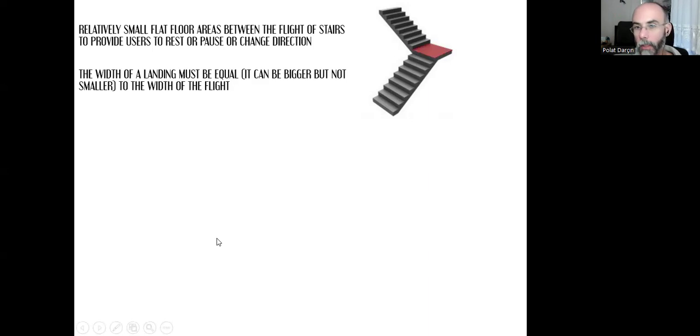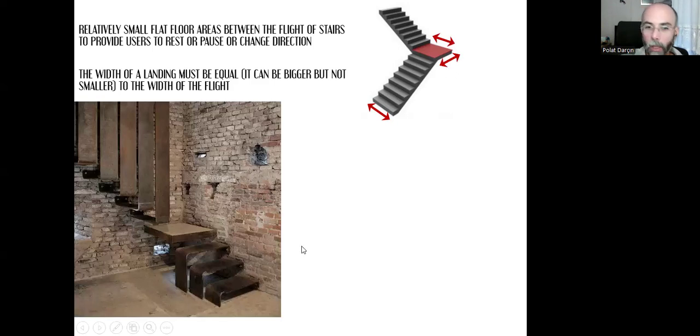The width of the landing must be equal. It can be bigger, but it shouldn't be smaller than the width of the flight. So let's say this is A centimeters, then it needs to be at least A centimeters. It cannot be smaller than A centimeters, but it can be bigger, obviously. And that's true as well.